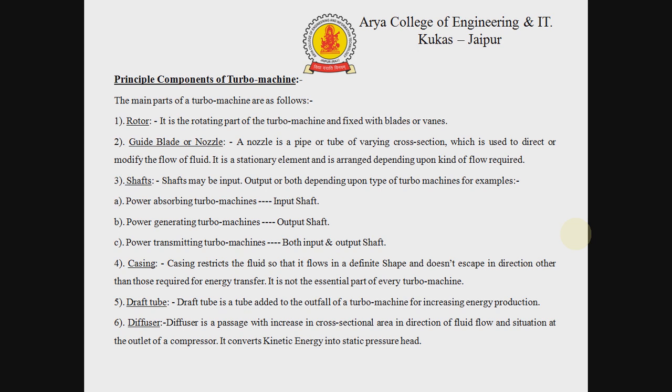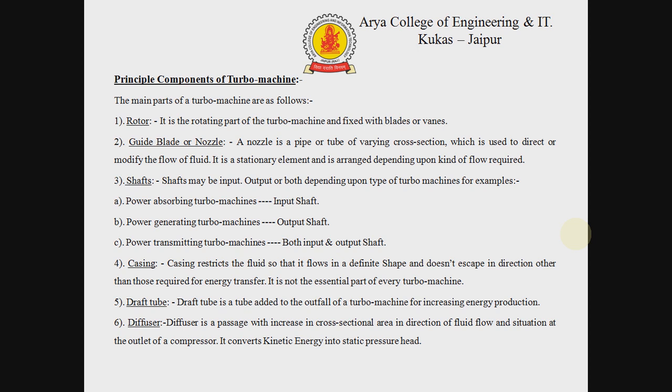Now we discuss the principal components of a turbo machine. The following are the main parts of a turbo machine. First is the rotor. It is a rotating part of the turbo machine and is fixed with blades or vanes. Second, guide blade or nozzle. A nozzle is a pipe or tube of varying cross section which is used to direct or modify the flow of fluid. It is a stationary element and is arranged depending upon the kind of flow required.